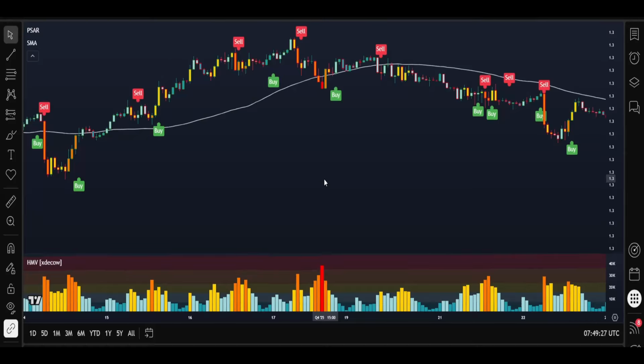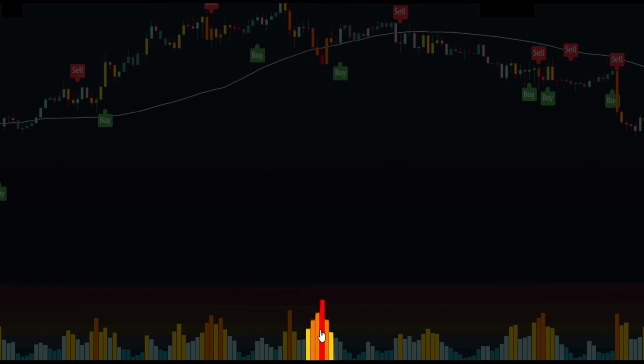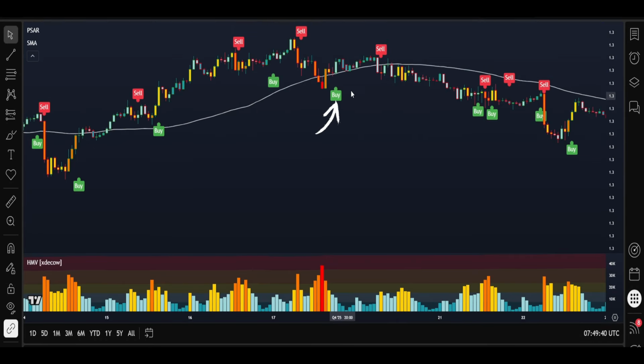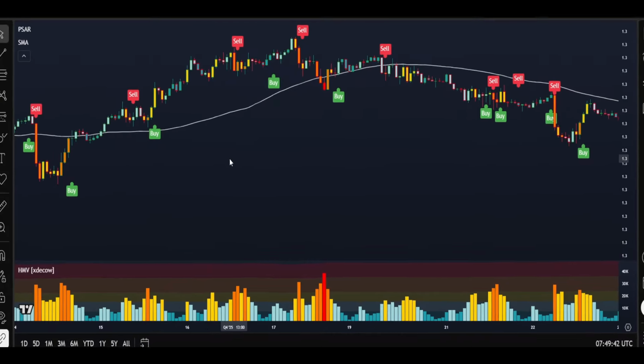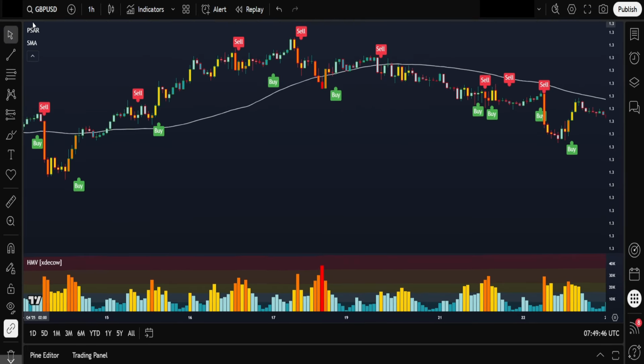Give me a few minutes and I'll walk you through a simple, rules-based setup that only takes trades when the market actually has volume. One tool paints the candles by live volume intensity, one prints the buy or sell switch, and one keeps us trading in the direction of the trend. I'll demonstrate on GBPUSD 1-hour time frame, but these rules work on any liquid market and any time frame.